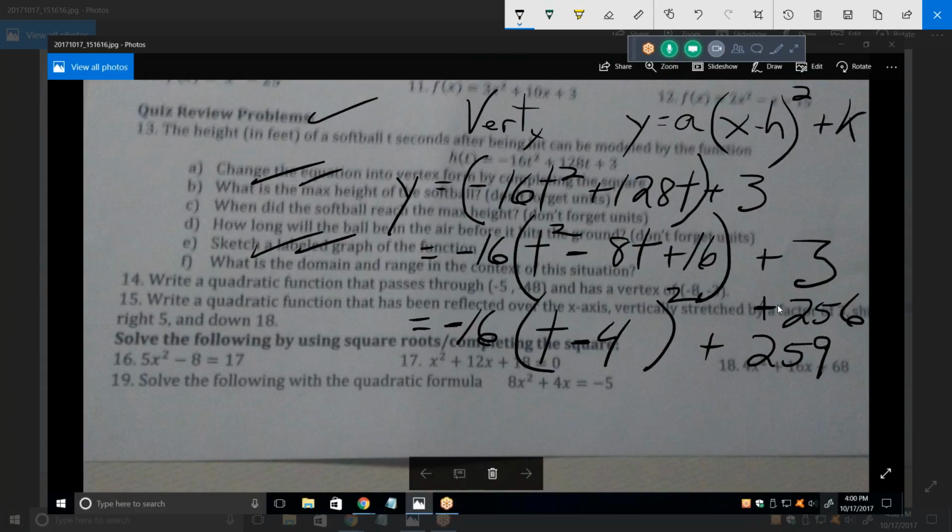Okay. Add these two numbers together to get 259. Now notice what we're looking at. We're looking at vertex format. Perfect. Where's the vertex, if I were to graph that? 4, 259. Yeah. Does it open up or down?